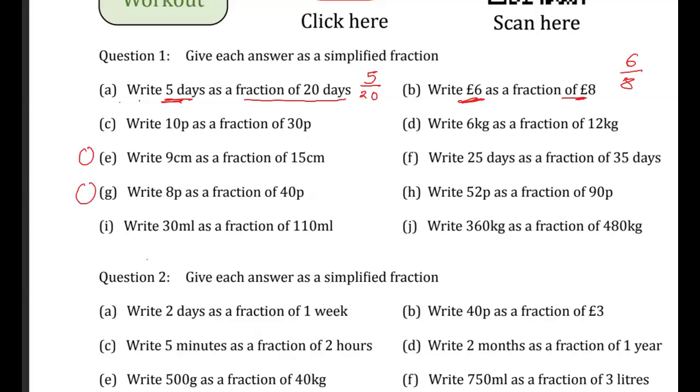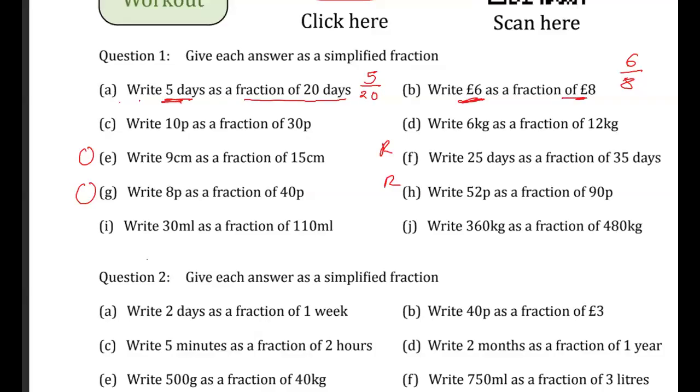We need to do this one. Then Rose, this question. Yeah, I'm listening. Yeah, that's 9 over 15. Next one. That's 80 as a fraction of 40. That's 8 over 40. 1/5. Okay. What about Rose? Yeah, so F, 25 days as a fraction. So that's 25 over 35. Mm-hmm. And then the other one is H, 52 over 90p. Yes, 52 over 90. So the reason why this one is so straightforward is because they are of the same unit.